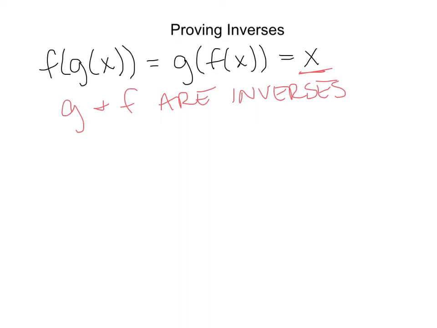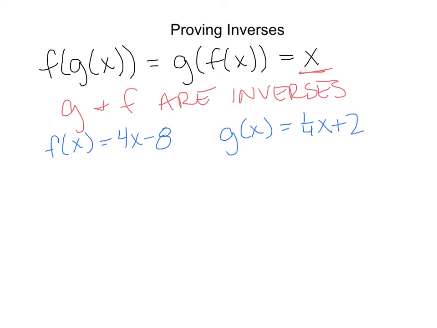Let's use those two that we just did on the other slide. Let's let the first one be f. Let's say f of x was 4x minus 8. And we ended up with g of x, our other function, our inverse, was 1/4 x plus 2. And I want to prove that they're inverses. So I need to show this by composition.